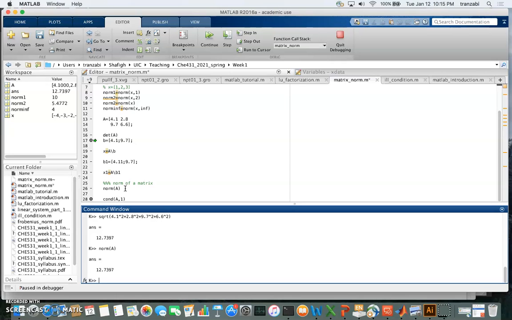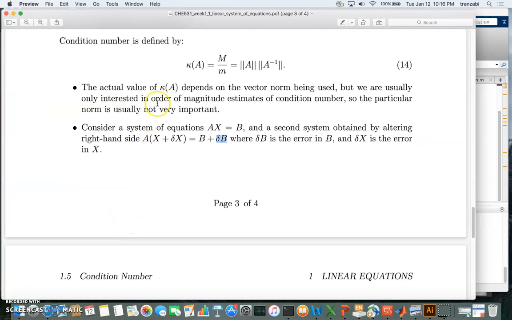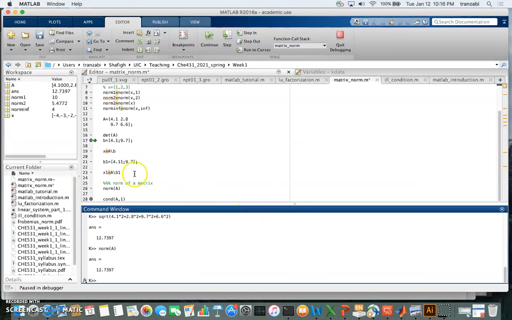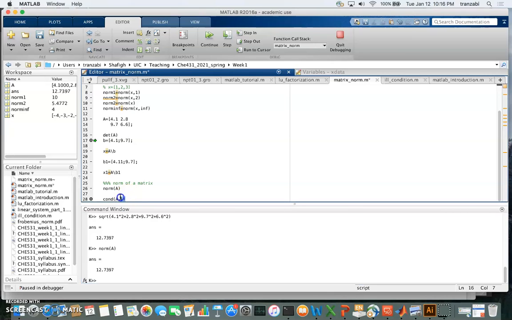Okay, so condition number needs to know what definition we are using for the norm, because the definition of the condition number involves the norm. So for every norm we have a condition number, like condition number for norm 1, condition number for norm 2, condition number for norm infinity, and so forth, right? So in MATLAB we have to say what kind of norm we want to use within the definition of condition number.